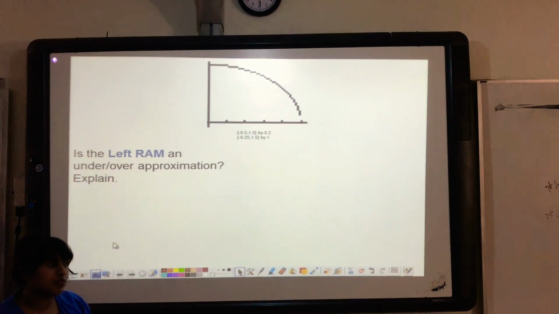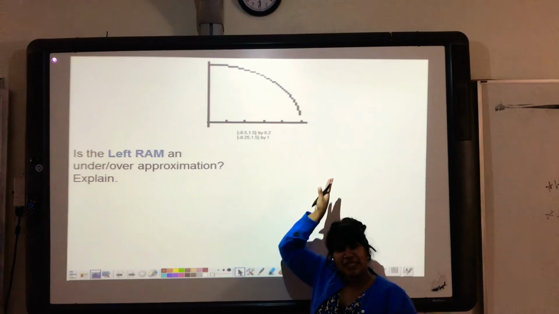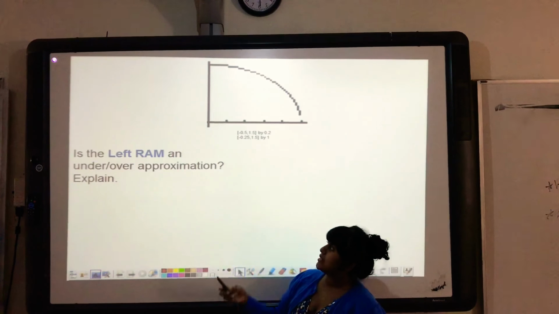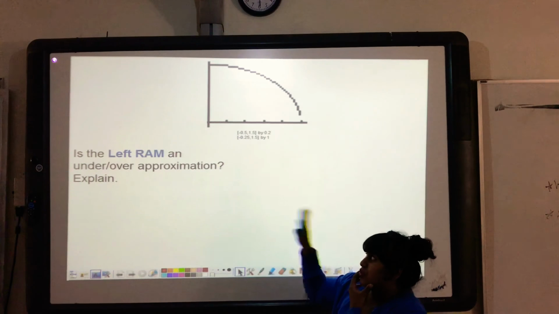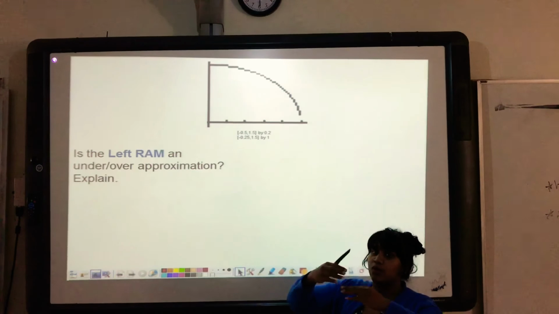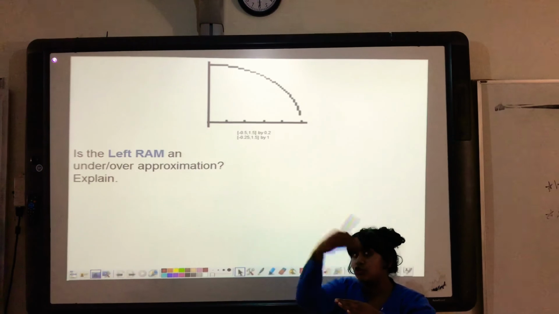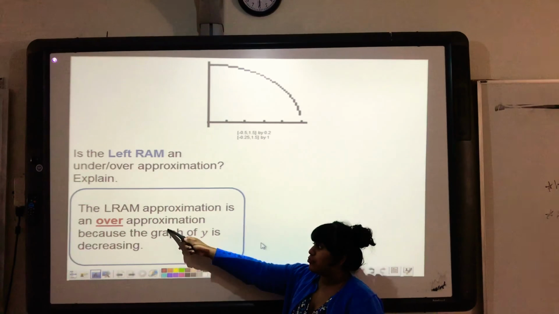And then I'm going to ask you some questions. So we talked about earlier, I mentioned, there was that some of the rectangles went over and some of them went under. And so what does that mean? Was my left, the very first one we did, was my left Riemann an over or under approximation? Think about where those rectangles were. Were they over or under the actual curve? Well, they were actually over, weren't they? So they were an over approximation.